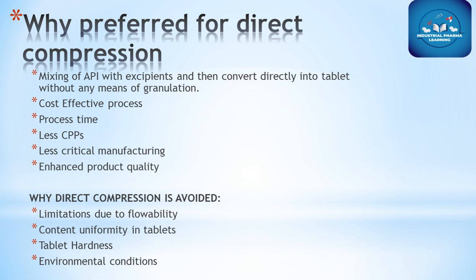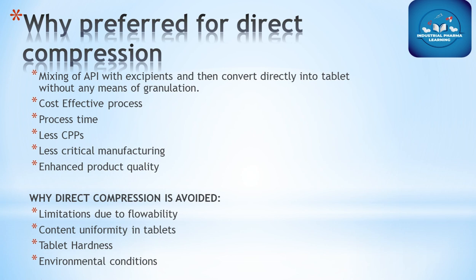Why do we prefer direct compression? Direct compression is a cost-effective process. Fewer equipments are involved, so there is less maintenance cost, and no usage of solvent as we use in the wet granulation process. Process time is also less, because fewer equipments are involved, so less time is required to manufacture a tablet via direct compression.